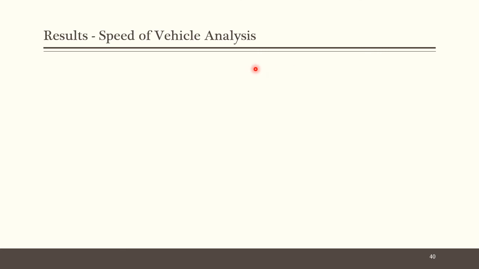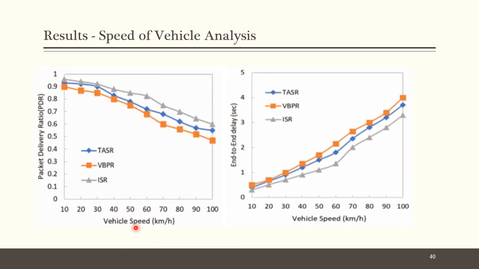The second analysis was made based on the speed of the vehicle. As the speed of the vehicle increases, the packet delivery ratio decreases, but ISR still has the highest delivery ratio. And with the increase of vehicle speed, end-to-end delay increases, but ISR still remained the lowest in end-to-end delay. So we can see that ISR is the best performing, while VBRP is the worst performing protocol, and TSR is in between.